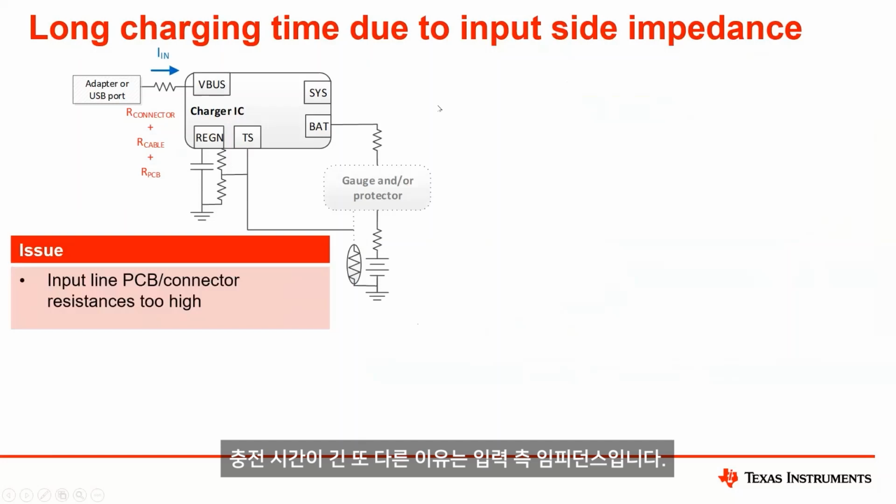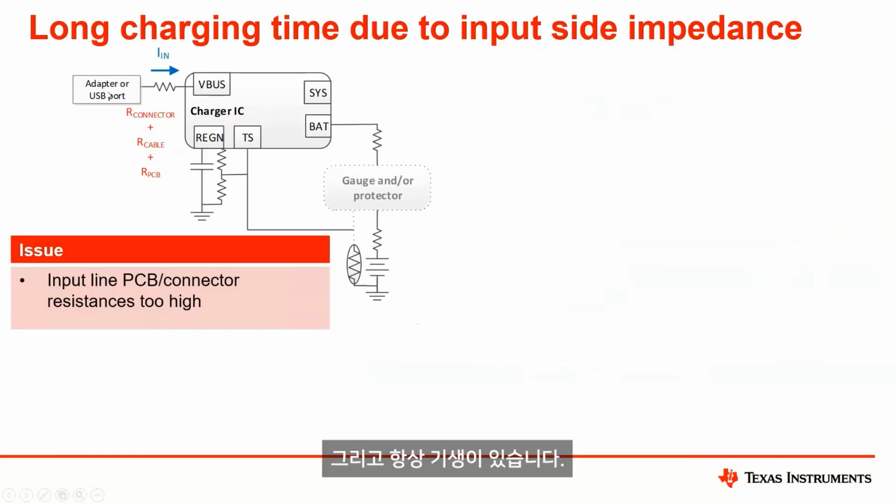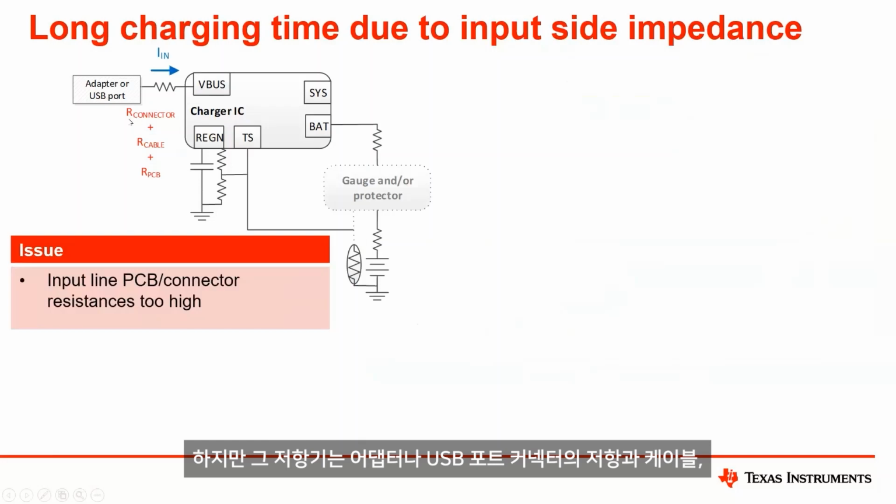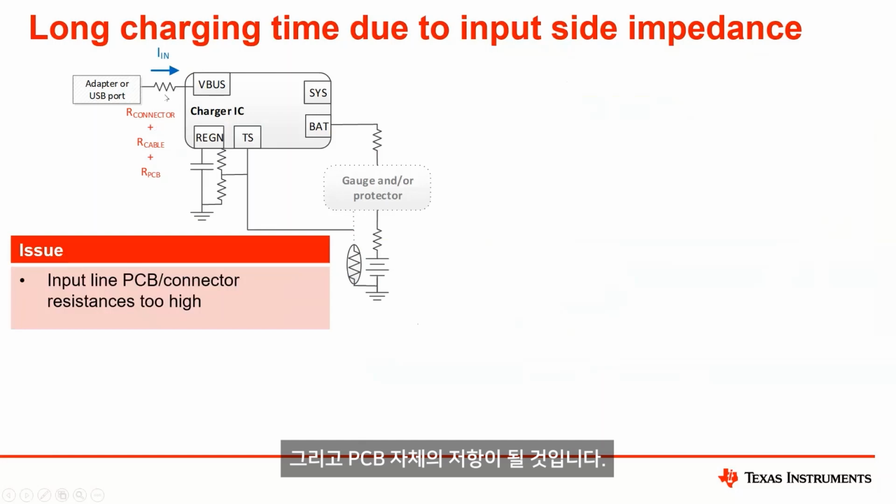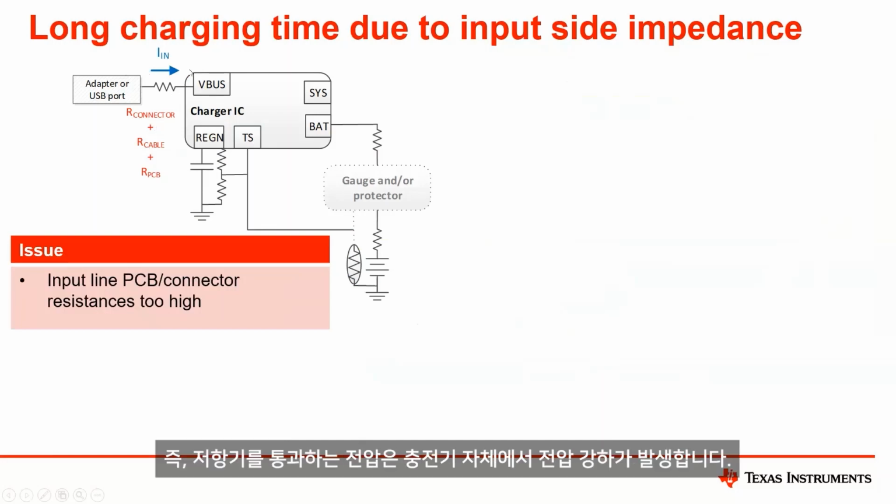Another reason for long charge time is the input side impedance. None of our setups or applications are ideal, and we always have what I'm calling parasitic resistance, and I've indicated it here as a single resistor, but that resistor is going to be the resistance of the adapter, USB port, connector, plus the cable, and plus the resistance on the PCB itself. So any voltage going across that resistor results in a voltage drop seen at the charger itself.